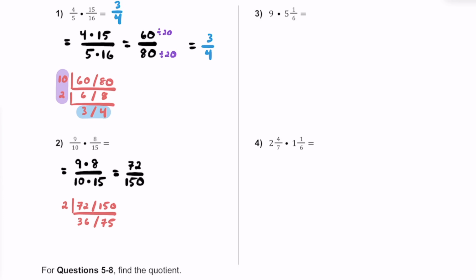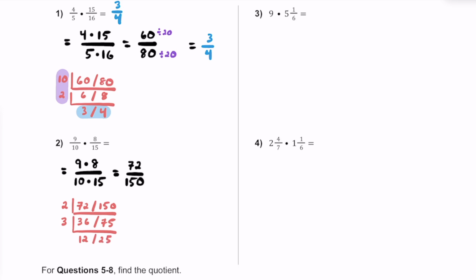All right, we can't use 2 again here, but I do think we can simplify a little bit more. Let's try 3, thinking in our heads of what the rules are for divisibility. If the sum of the digits is a multiple of 3, you can divide by 3. So 3 plus 6 is 9, so you can divide 36 by 3 or 9. And 7 plus 5 is 12. 9 doesn't go into it, but 3 does. So let's put a 3 on the side. 3 goes into 36 12 times, and 3 goes into 75 25 times.